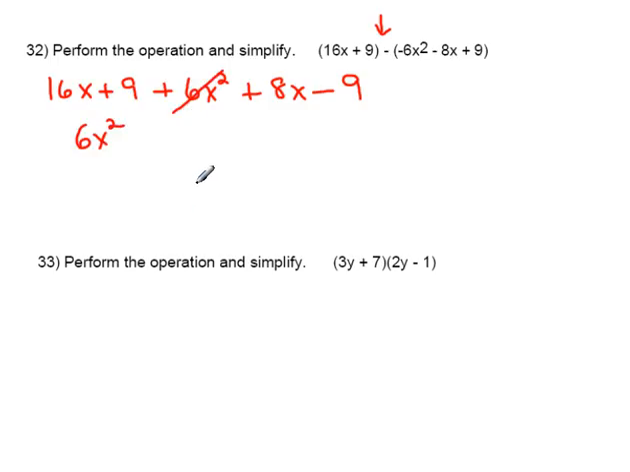And I'll just draw a line through that so I know I've used that term. My next term would be x to the first, and I have 16x plus 8x, which gives 24x when you combine them. And I'll get rid of those. And then the constants, plus 9 minus 9, well, they just cancel. And this is your answer.